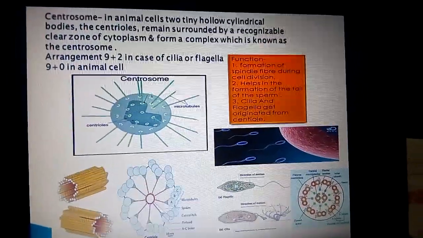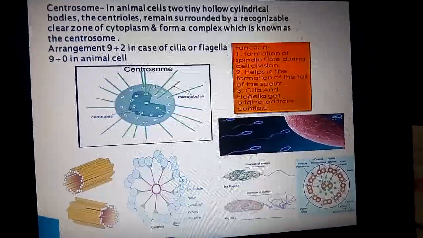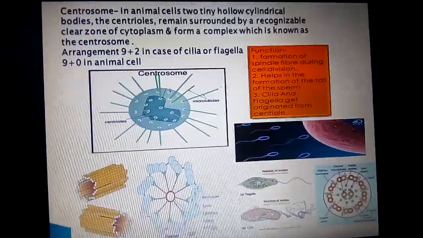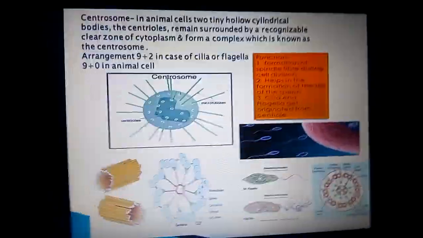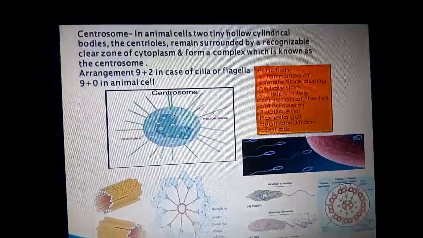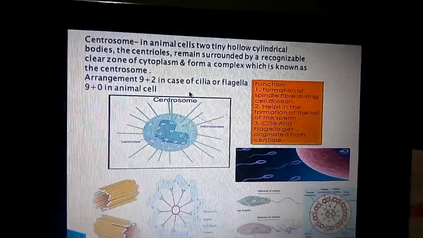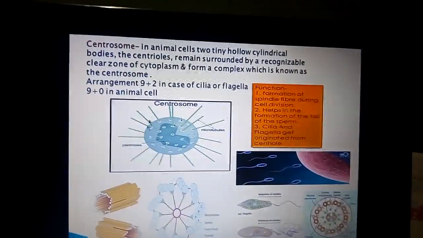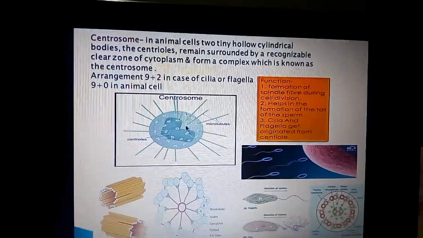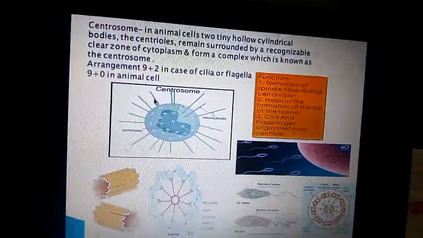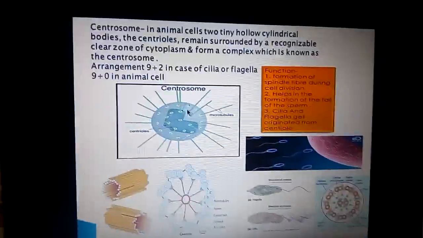Centrosome. In animal cells, two tiny hollow cylindrical bodies, the centrioles, remain surrounded by a recognizable clear zone of cytoplasm and form a complex which is known as the centrosome. Centrosome is only found in the animal cell and occasionally in the cells of some lower plants.